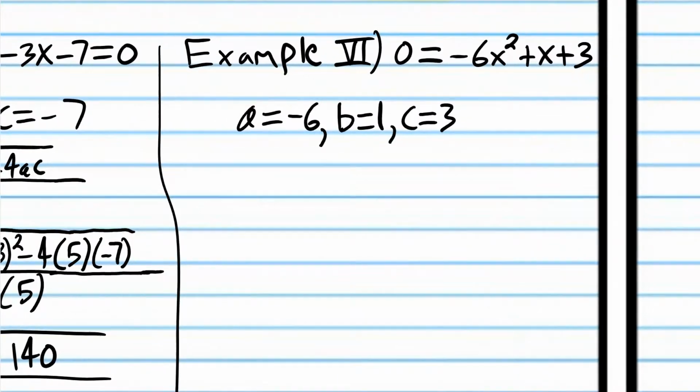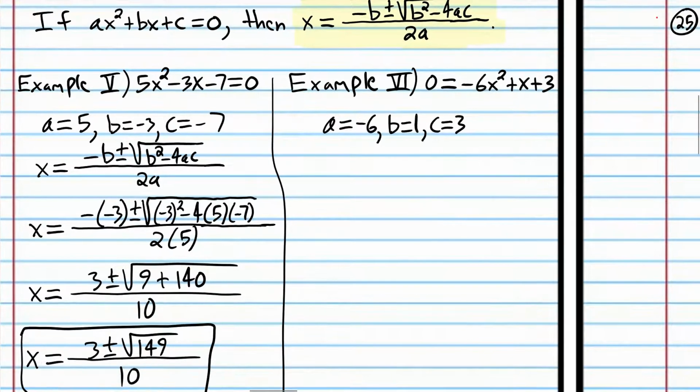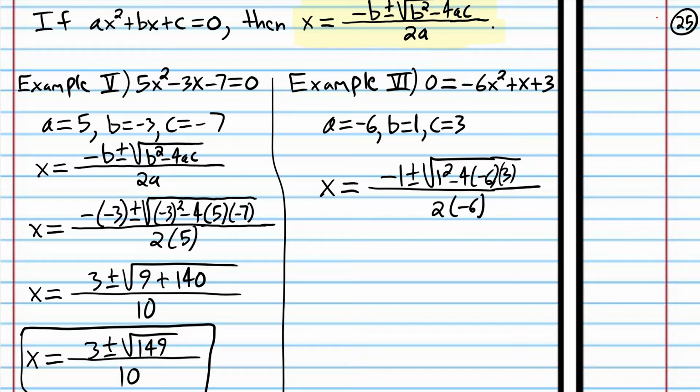So we don't really have time to write that equation, so I'm just going to go ahead and start plugging in. So we have negative b plus or minus the square root of b squared minus 4 times a times c, over 2 times a. And I'm going to show you that you can go ahead and simplify all that stuff inside the root in your head.